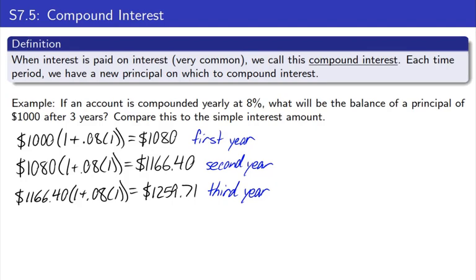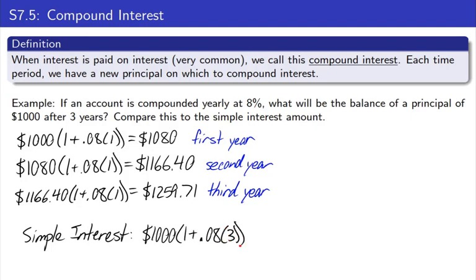Let's take a look at what this would have been with simple interest. Had we done the usual simple interest formula, we would have had the starting amount of $1,000 times 1 plus R, which is 0.08, but this time we're just going to do all 3 years simple interest. I get $1,240. As you can see, doing this compounded, where interest was compounded on interest, does make a little bit more money.